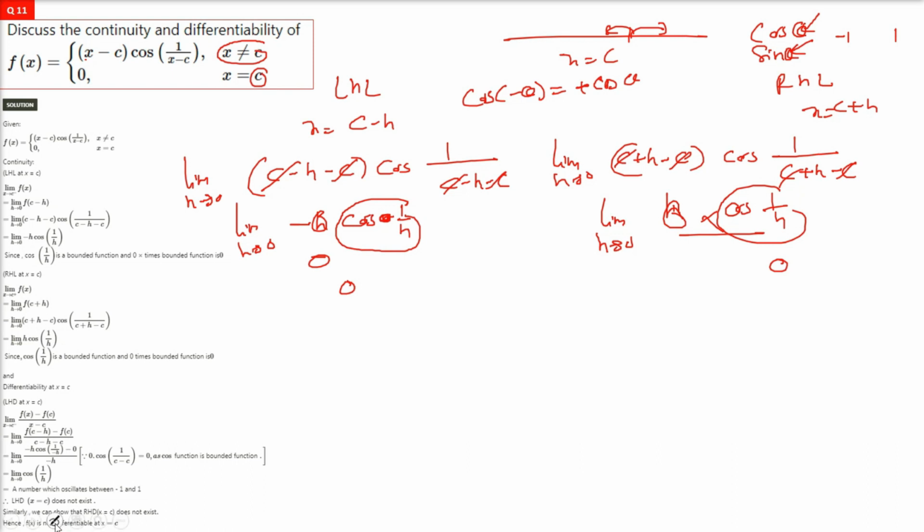Okay. So now let us come to the left hand derivative and right hand derivative. Let us see that.